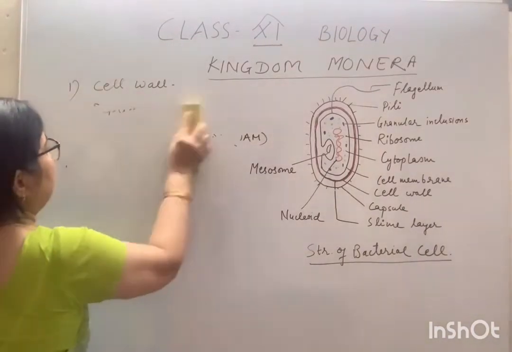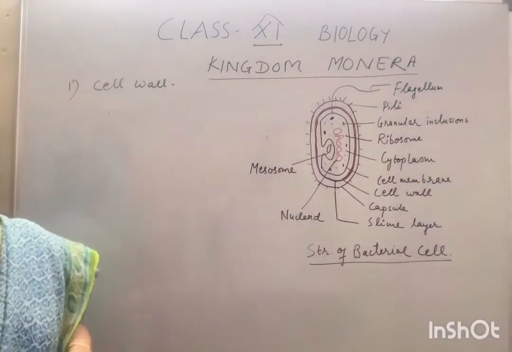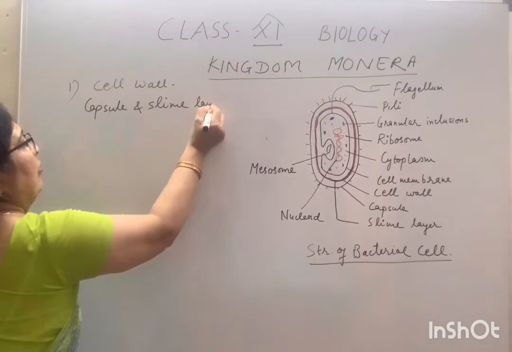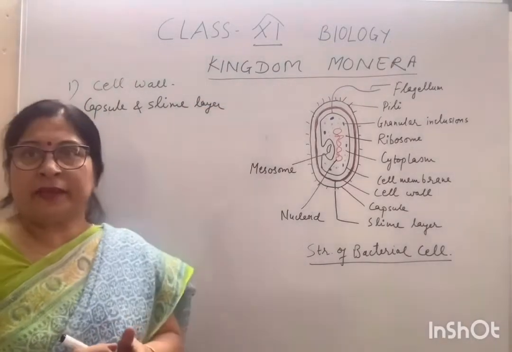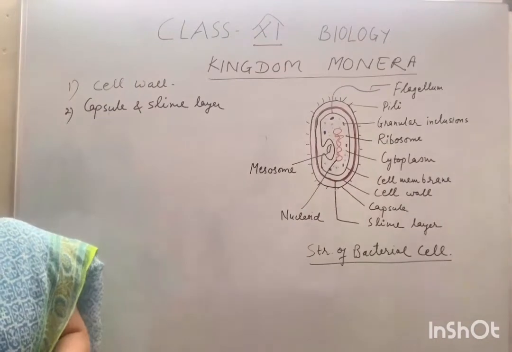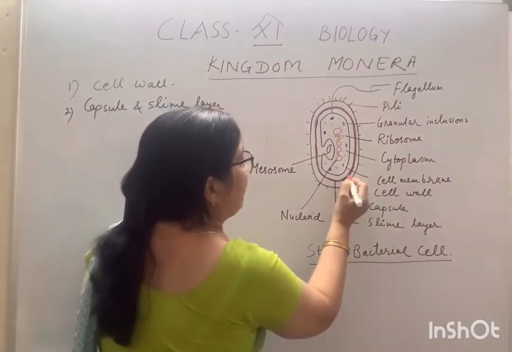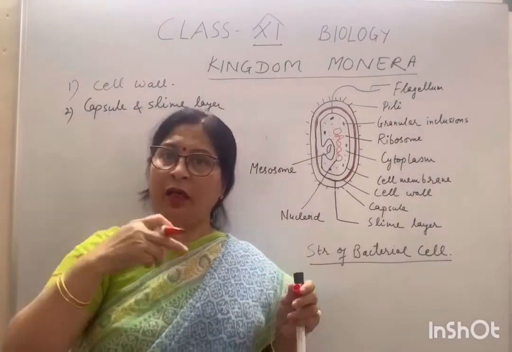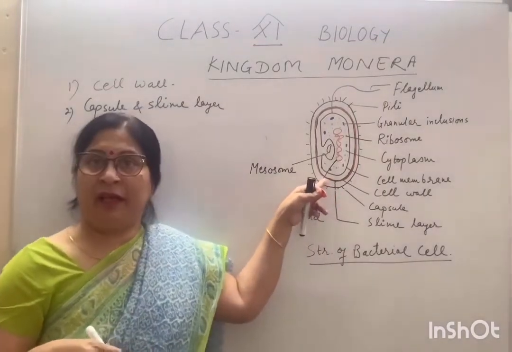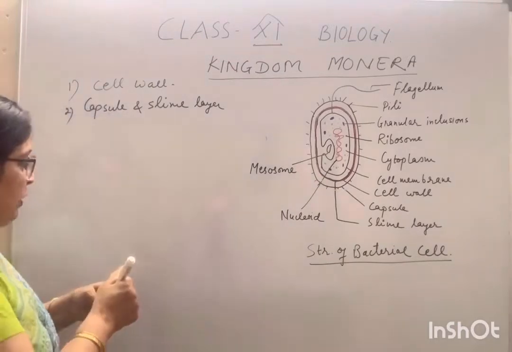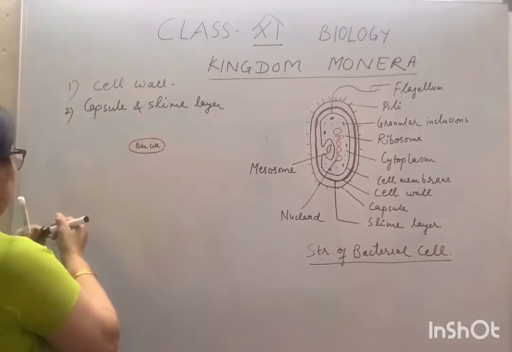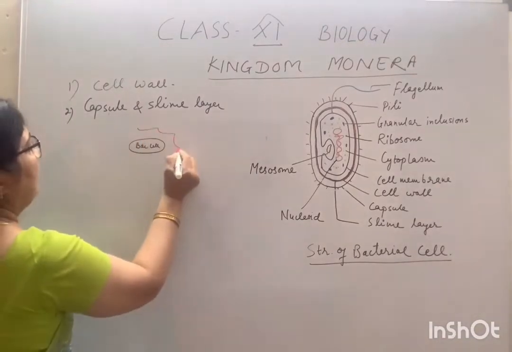Now next is capsule and slime layer. Most of the bacteria secrete extracellular fluid. Here you can see, this is the extracellular fluid on the outer side of the cell wall, and this is known as the slime layer. Now the slime layer can be removed. If you see the structure, this is a bacterial cell, and this is the slime layer.